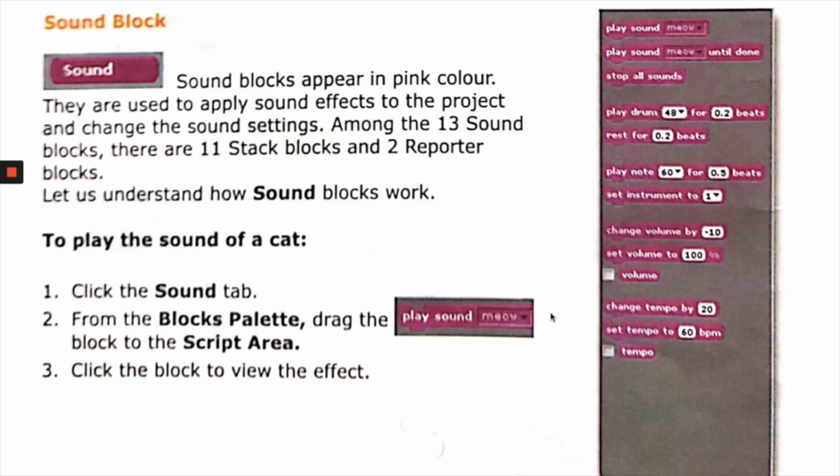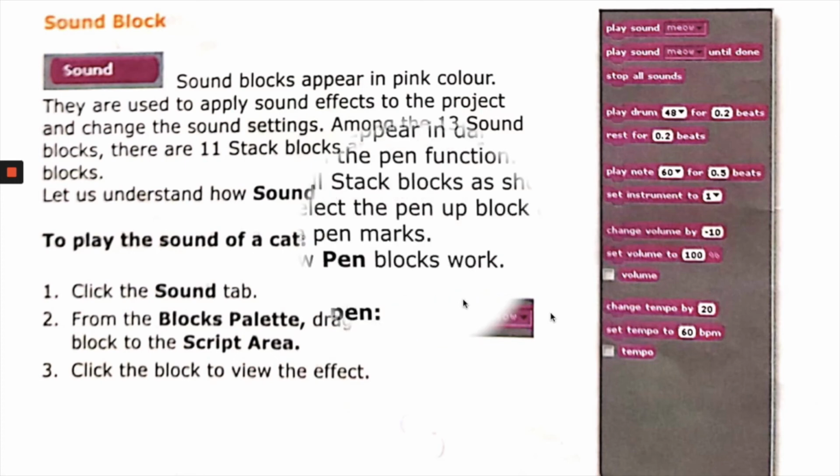Let us understand how sound blocks work. Click the Sound tab. From the blocks palette, drag the Play Sound Meow block to the script area. Click the block to view the effect, and see how the sound plays.